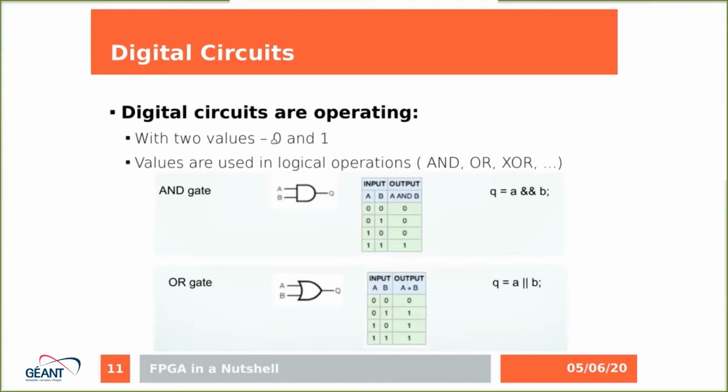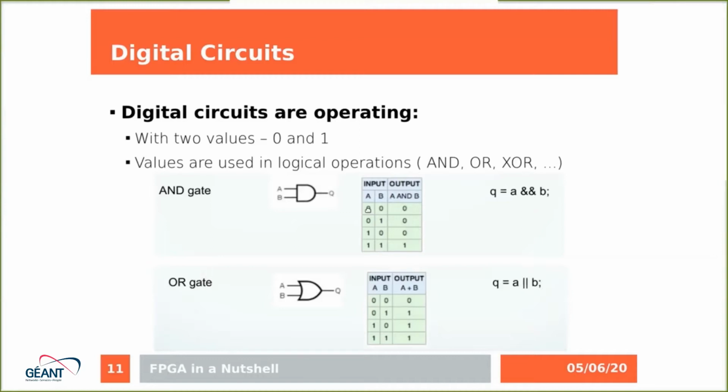These values are used with logical operations. You know them from languages like C or C++. It's typically AND, OR, exclusive OR, etc. There are two examples for the AND and OR. You can see the schematic symbol and the truth table where we have inputs and outputs. A and B are inputs, and the last column is the generated output. So we have all combinations of inputs, which produce some output.